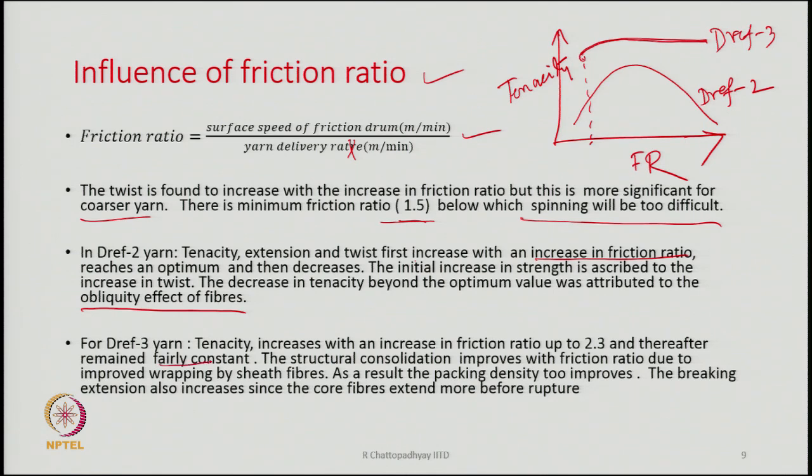The structural consolidation improves with friction ratio due to improved wrapping by the sheath fibers. As a result, packing density will also improve, and the breaking extension also will increase. See, the core fibers extend more before rupture.